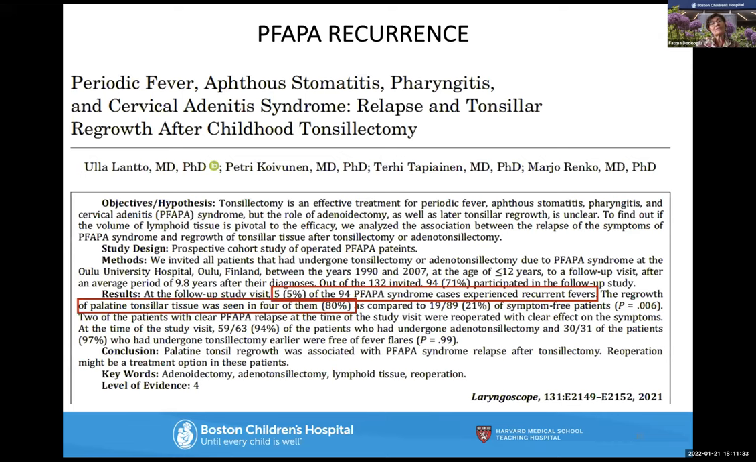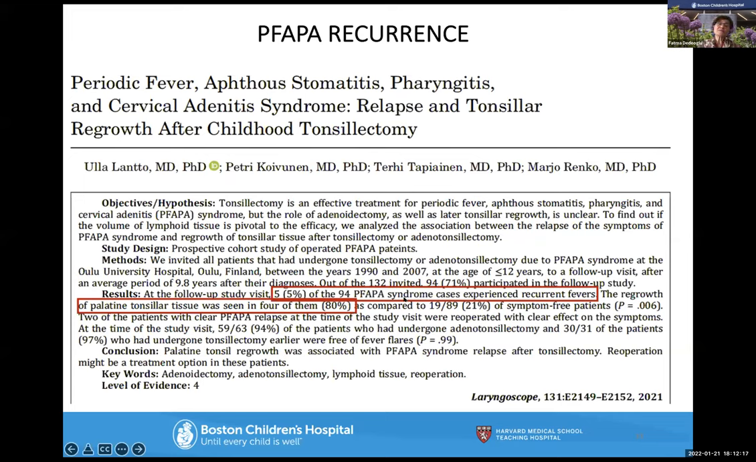And then we talked about recurrence of periodic PFAPA, and this study by Renko's group looked at patients after tonsillectomy. These are all the patients who had tonsillectomies about 10 years before, and about 9.8 years later they contacted and surveyed patients. They invited 132, with a 71% response rate. And among those 94 patients, they found that five of them had recurrence of their PFAPA in later years.